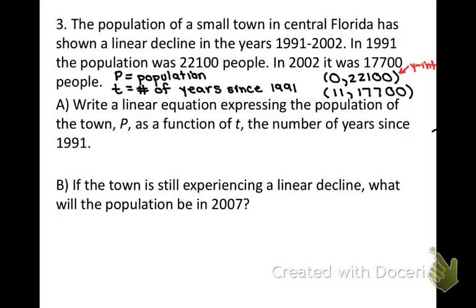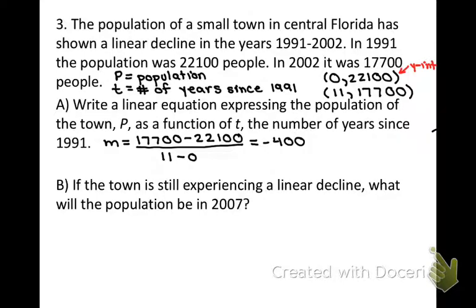So here we go. We've got to figure out our slope. We're going to do 17,700 minus 22,100 over 11 minus 0. And we are going to find that that gives me negative 400. Now, remember, this is a linear decline, so it makes sense that our slope is negative 400.